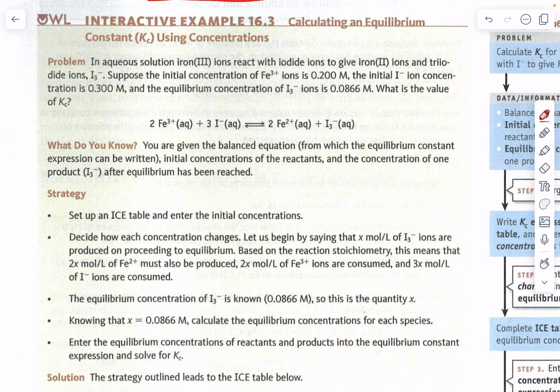Let's look at another example. We have an aqueous solution of iron 3 ions. So this is a net ionic equation with the spectator ions missing.